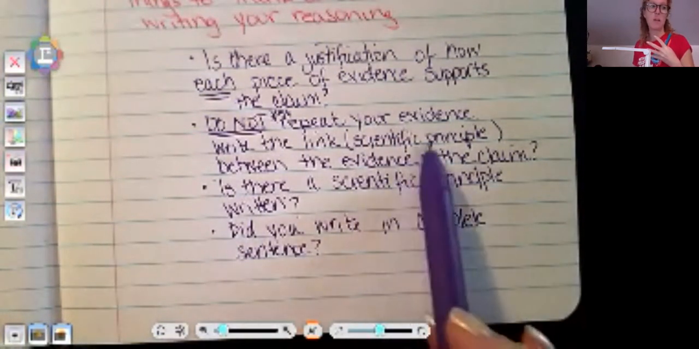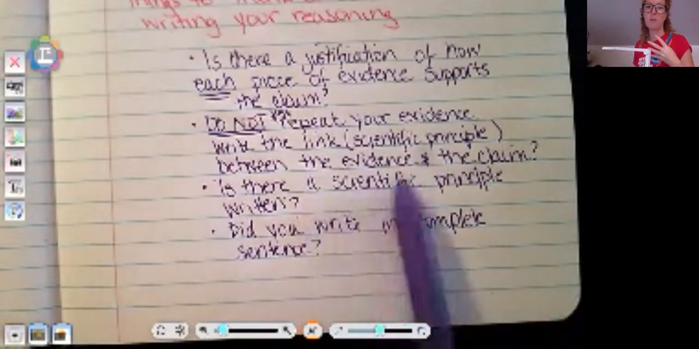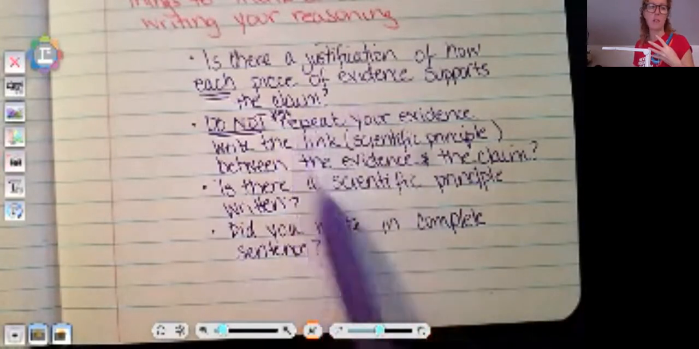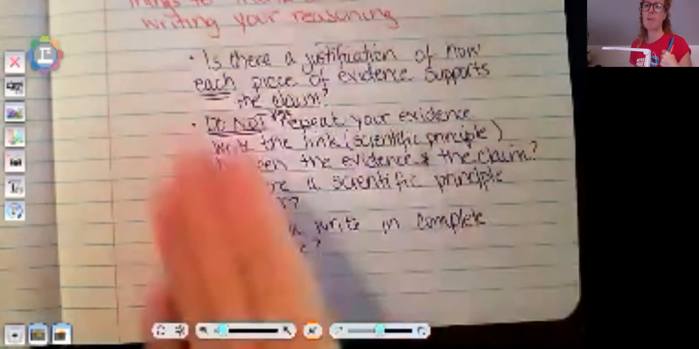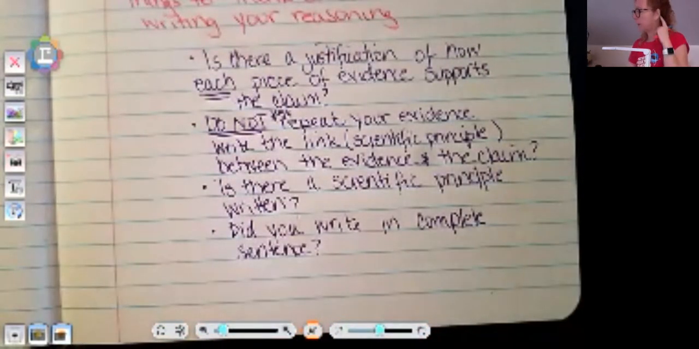Making sure you have the scientific principle. So make sure you know it. That's how I determine, do you understand the principles behind this? You know, why this happened. Investigations are fun. We like to do them, but we need to know the why they happen. All right, that's the nuts and bolts of it.